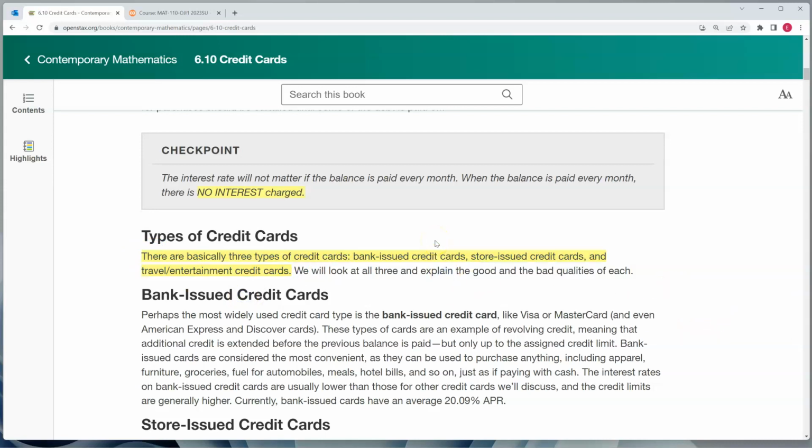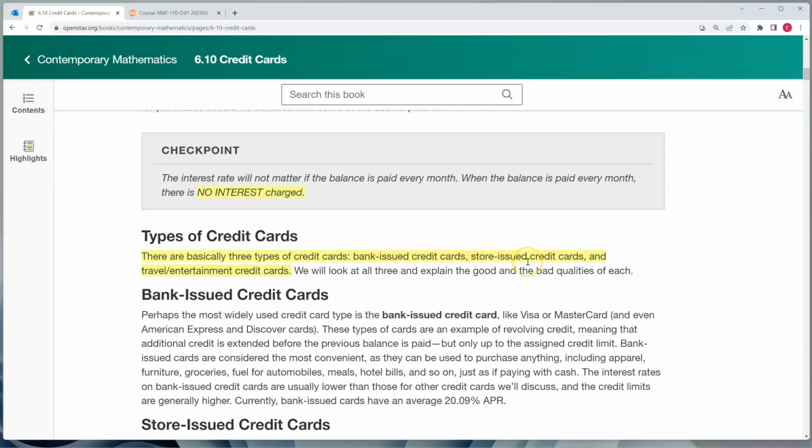They're bank-issued credit cards, store-issued credit cards, and travel and entertainment credit cards. So bank-issued credit cards are your big credit cards. Those are your MasterCard, your Visa card, all of those. Those are issued by a bank. They are attached to a kind of revolving line of credit that we talked about in the last section, and they have that limit, and you can use them anywhere. That's really the point of a bank-issued credit card, is that you can use them anywhere.